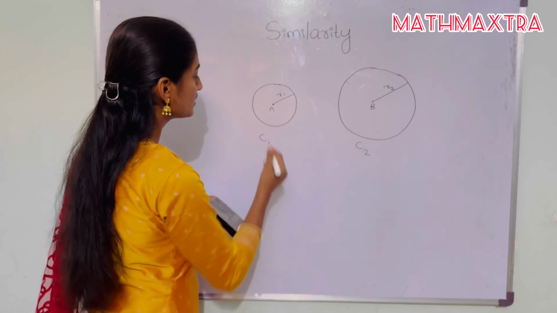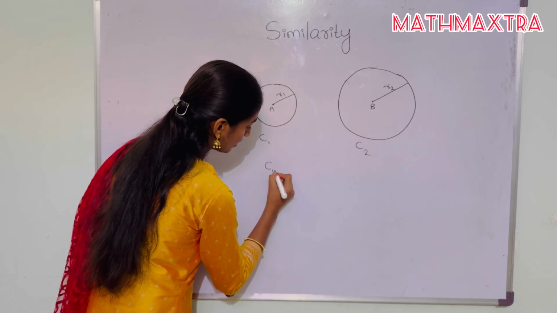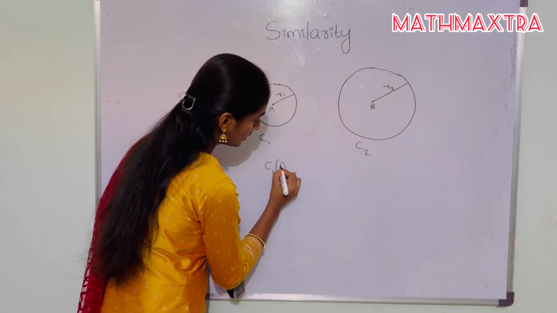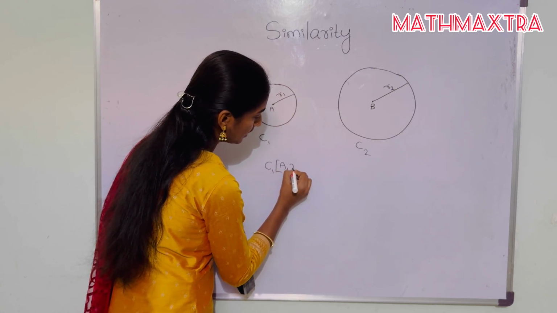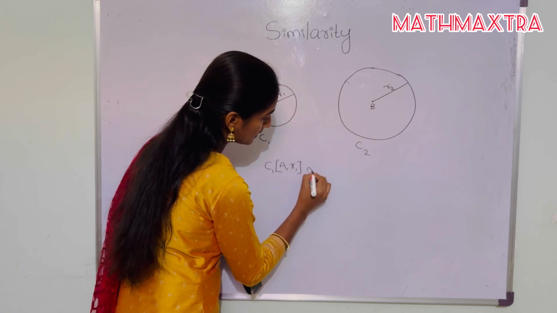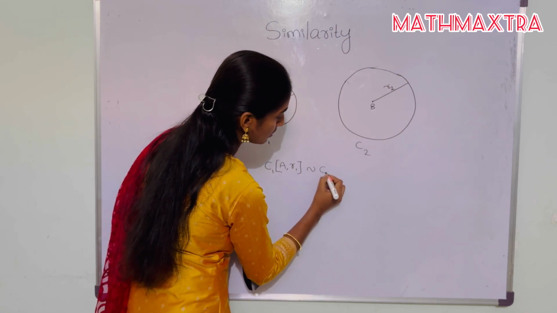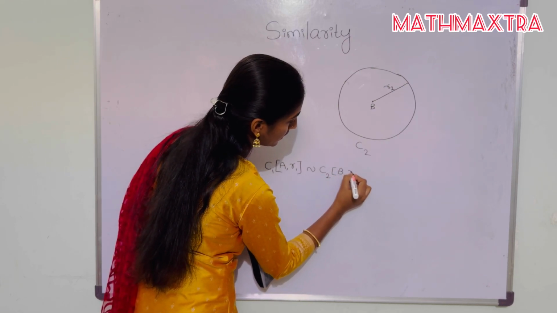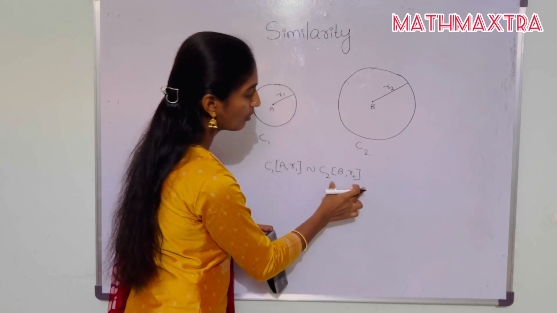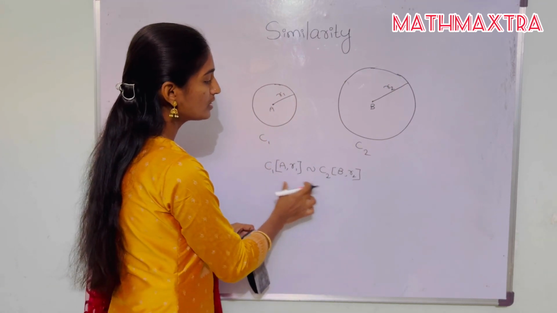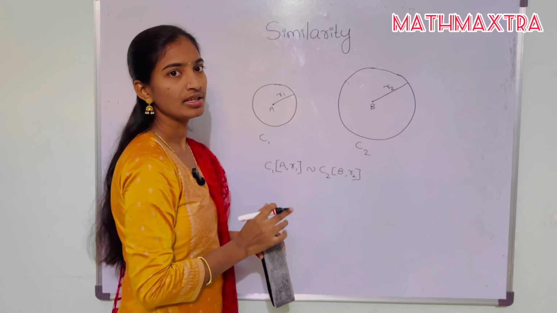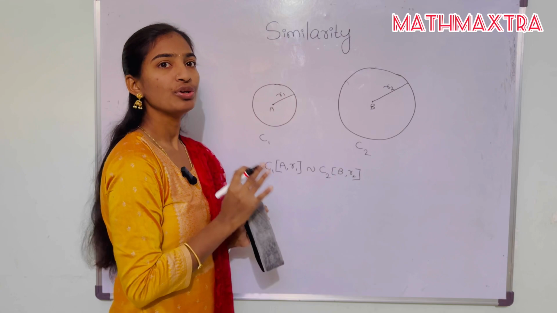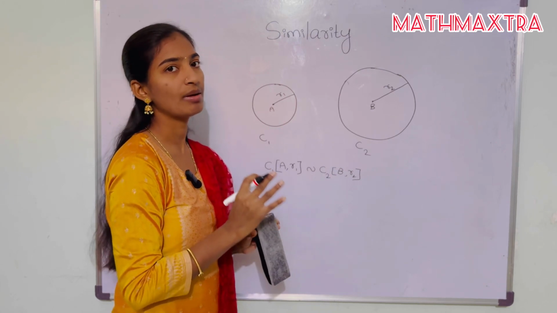So how can we represent a circle? This is the circle name and in the bracket you have to write the center first. This is center A with radius R1, which is similar to this circle. This circle's name is C2, with center B and radius R2. This is how we represent a circle. So these two circles are always similar. Whatever the radius may be, you don't consider it. You just see whether they have the same shape or not.